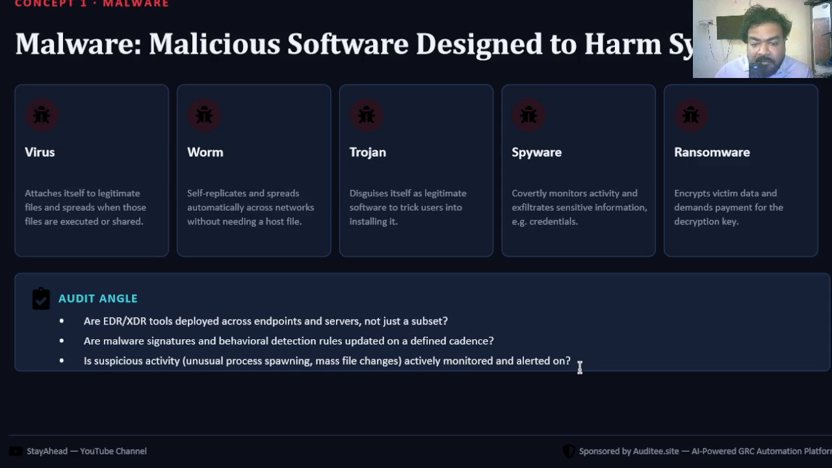And now here's the auditor's job. Don't just ask, do you have antivirus? Ask whether EDR or XDR, endpoint or extended detection and response, is deployed across every endpoint, not just a sample. Ask how often malware signatures and behavioral detection rules are updated, and ask for proof that suspicious activity is actually being monitored and alerted on, not just logged and ignored.